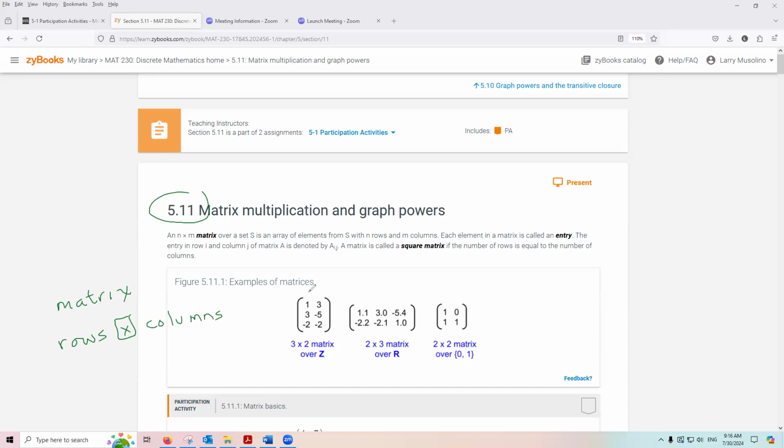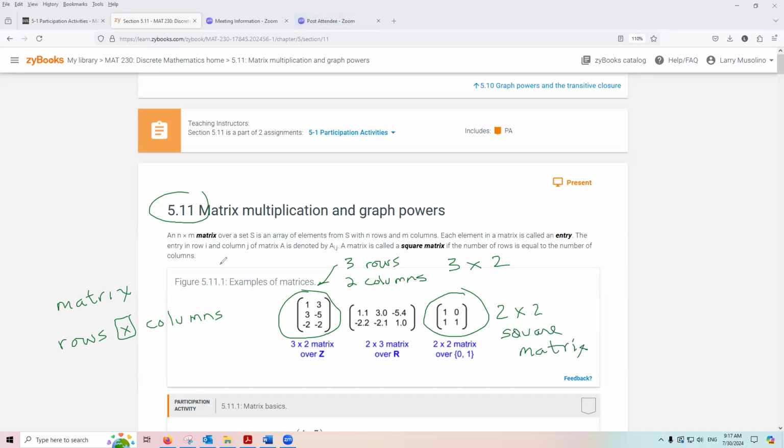Let me look at this first example right here. I'm noticing this is 3 rows and 2 columns, right? The rows are the horizontal entries, the columns are the vertical entries. So we would call this 3 by 2, 3 rows by 2 columns. How about this example over here? Notice this is 2 by 2. There's 2 rows and 2 columns. When you see the same number of rows and columns like this, we call this a square matrix. Square matrix just means it's the same number of rows and columns.